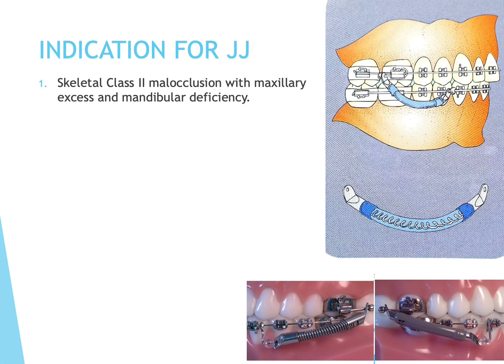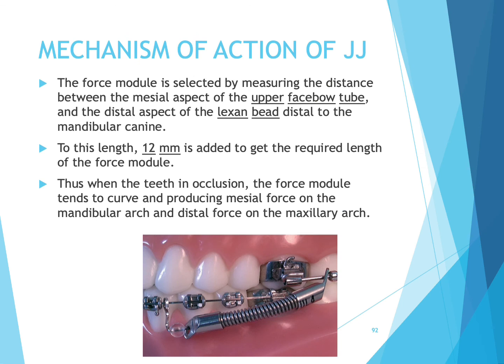Indication for Jasper jumper. They are basically indicated for skeletal class 2 malocclusion with maxillary excess and mandibular deficiency. For the mechanism of action of Jasper jumper, the force module is selected by measuring the distance between the mesial aspect of the upper facebow tube and the distal aspect of the Latson bead distal to the mandibular canine. To this length, 12 mm is added to get the required length of the force module. Thus, when the teeth are in occlusion, the force module tends to curve, producing mesial force on the mandibular arch and distal force on the maxillary arch.